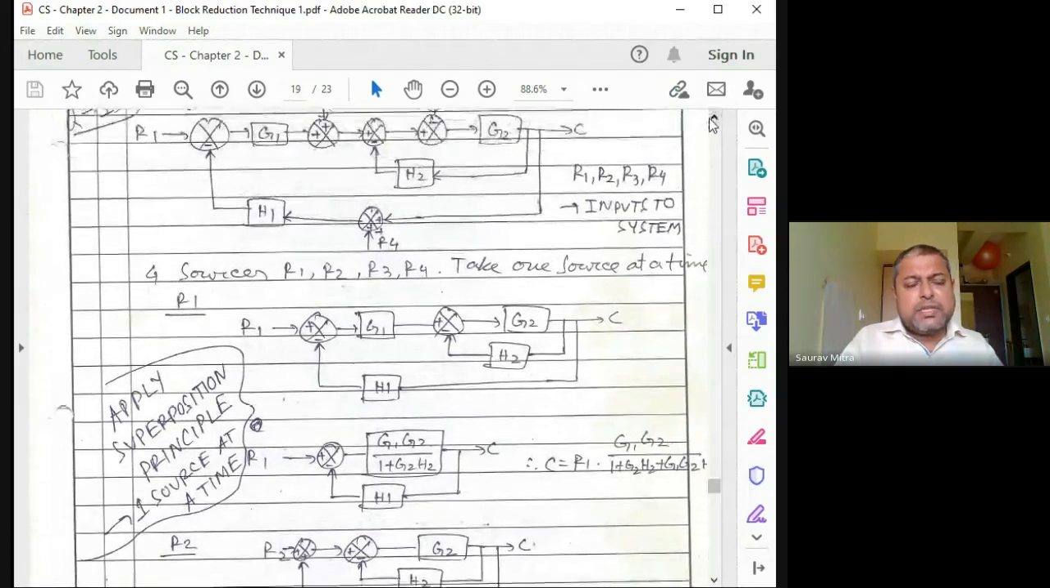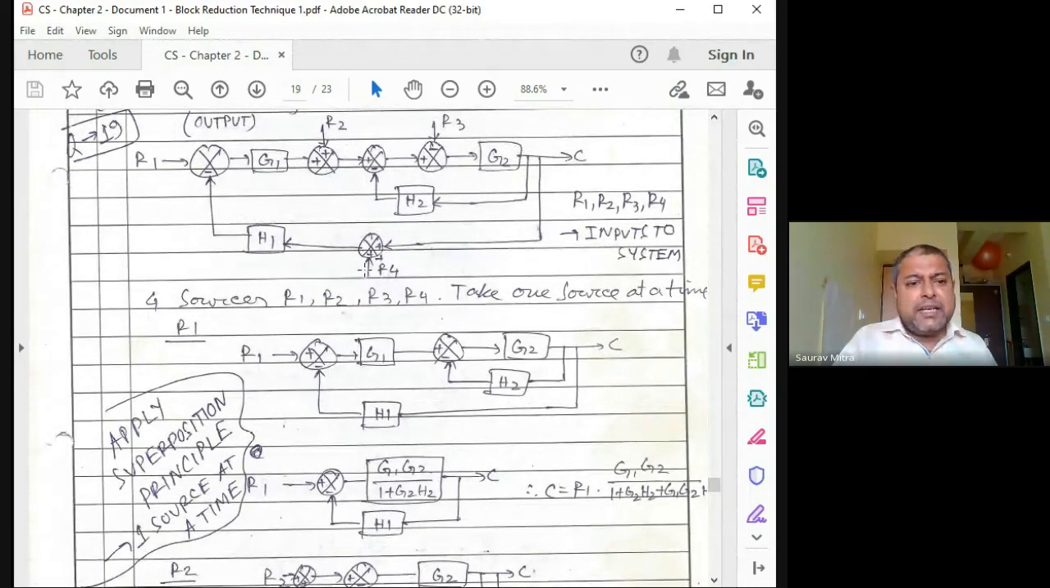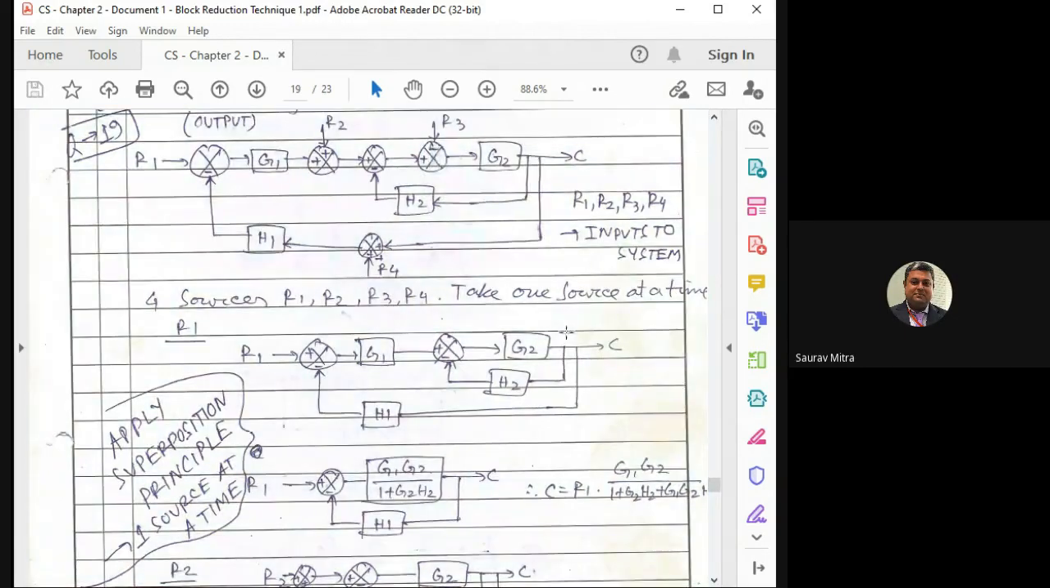Okay, so this is the R4 which is coming. In that case, H1 G1 minus will come in the forward path, and then this R3 summing point, the R2 summing point, will not be there, and only this G2 H2 loop will be there. So only there will be this loop.